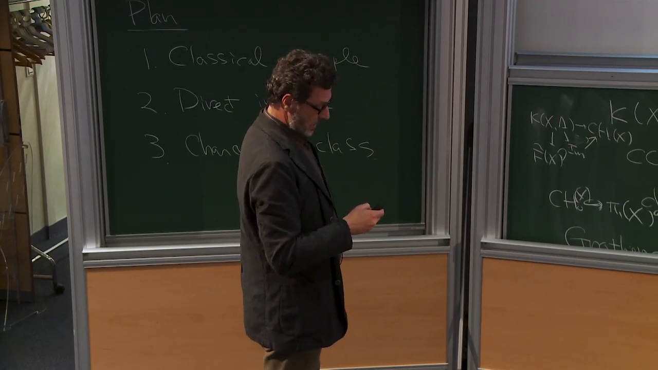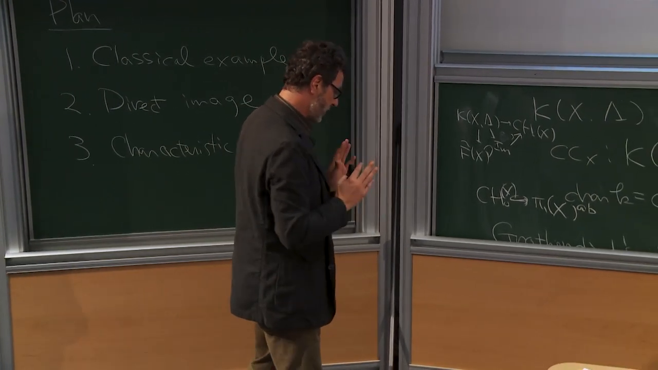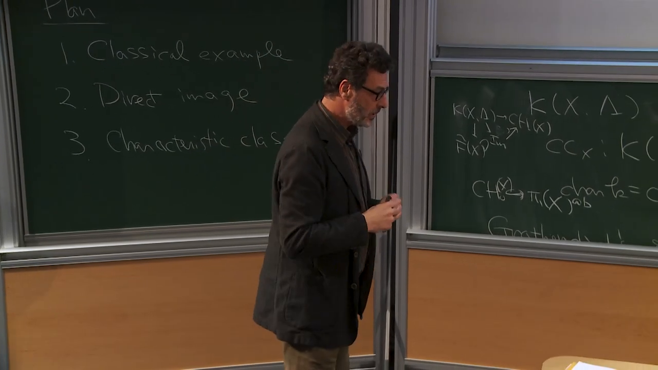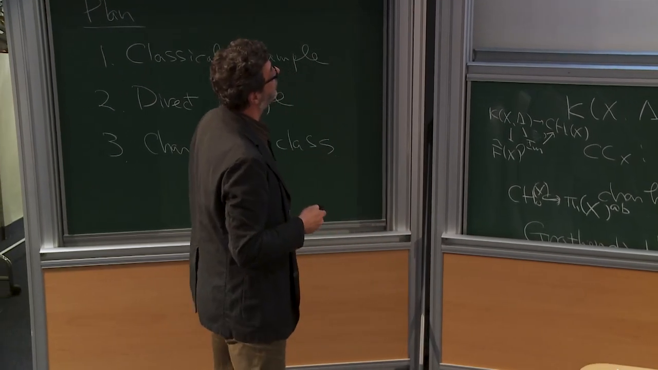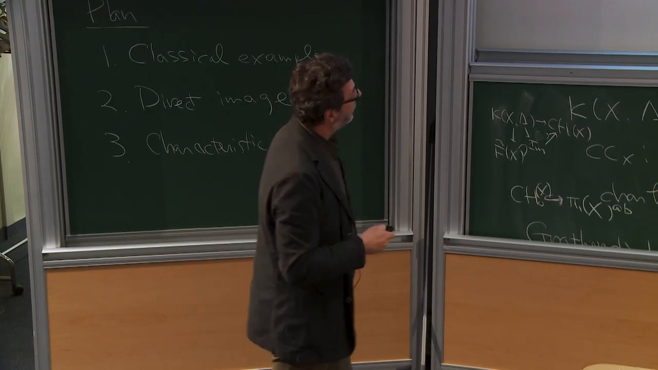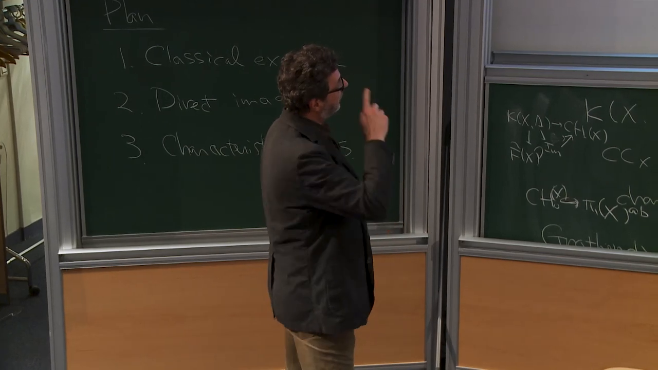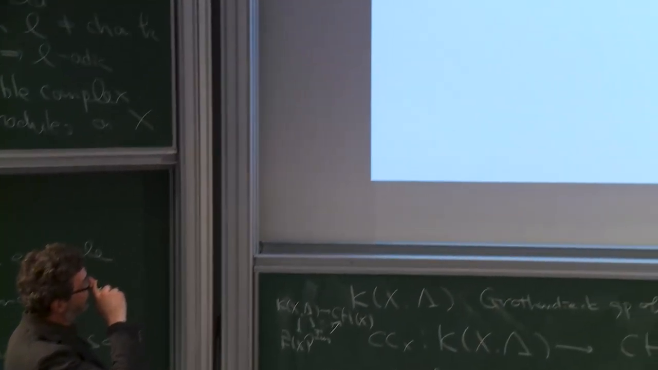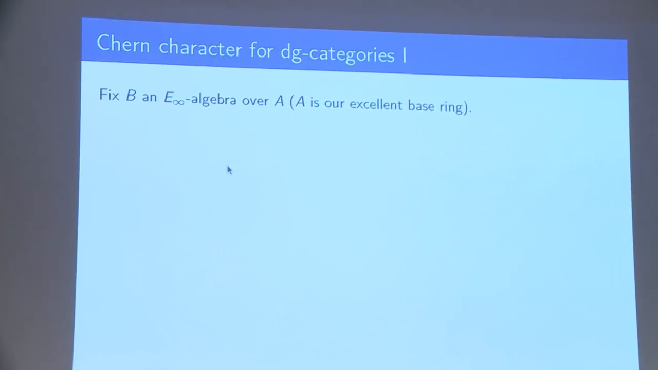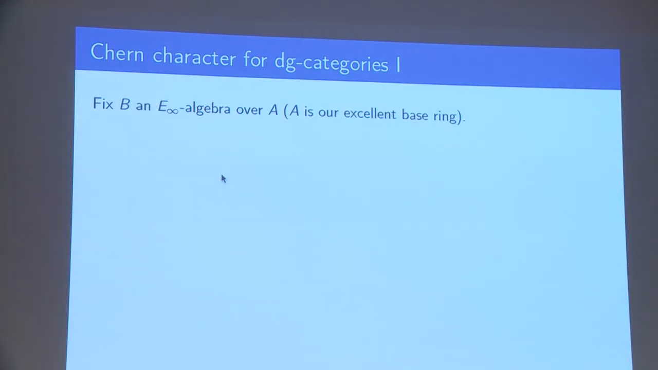Okay, so this was just a summary of Marco's talk, and now I want to move to trace formulas for DG categories and then apply this to Bloch's conjecture. So the first step is something that was already known, but we do it in a slightly more general situation. So again, A is our DVR, a Henselian DVR. And we fix B, which is an infinity algebra over A.